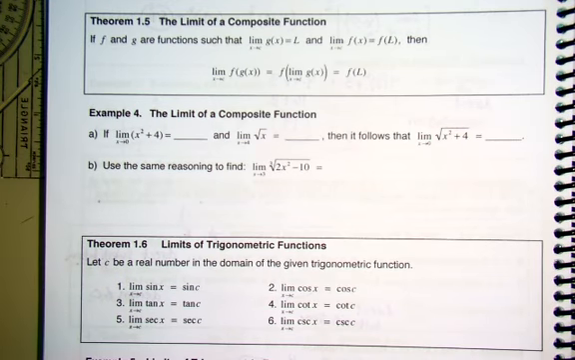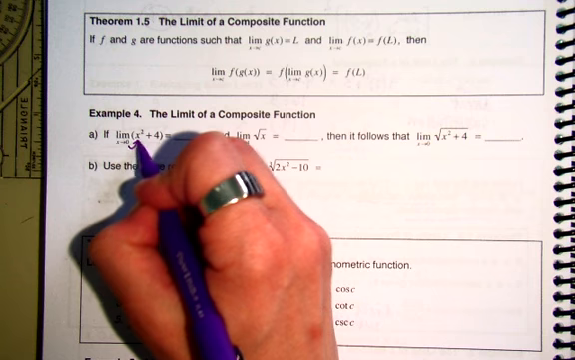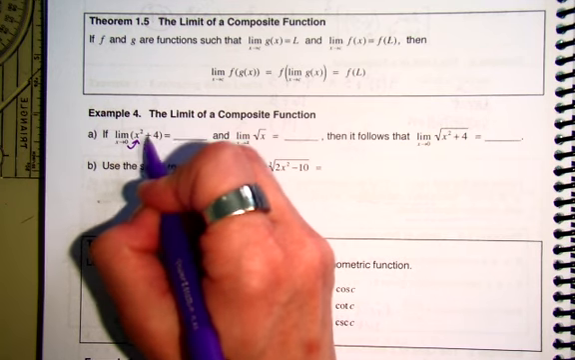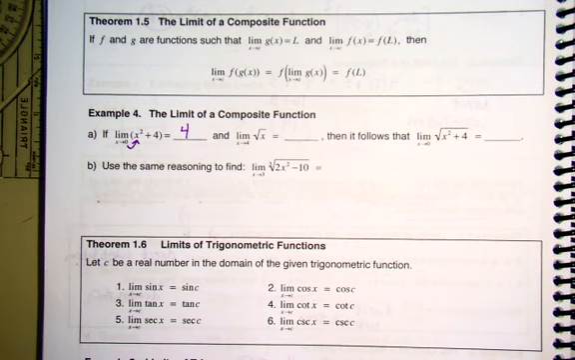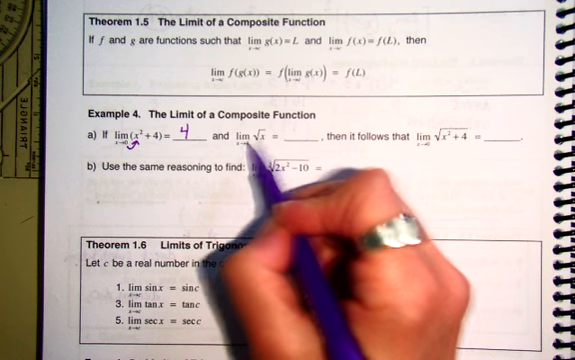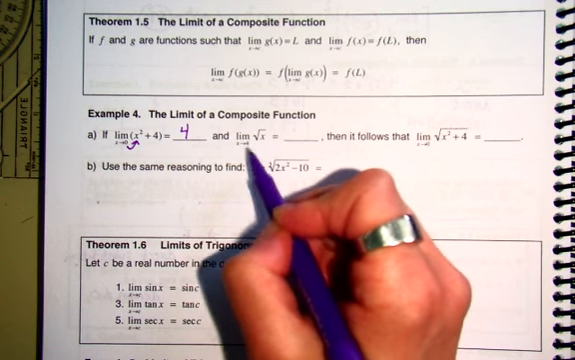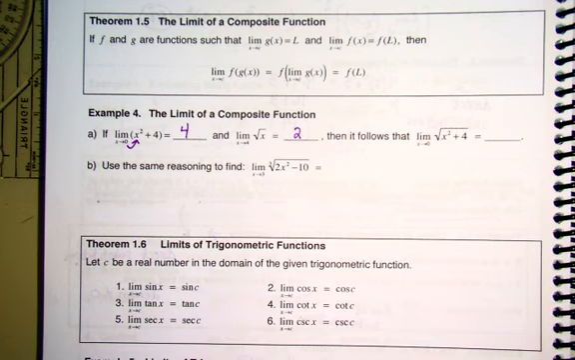All right, so what is the limit as x approaches 0 of x squared plus 4? 4, we're just going to plug it in. This is direct substitution. We have a nice polynomial. I can just plug it in. 0 squared plus 4, I just get 4. And what is the limit as x approaches 4 of the square root of x? 2. Again, we just want the positive square roots here.